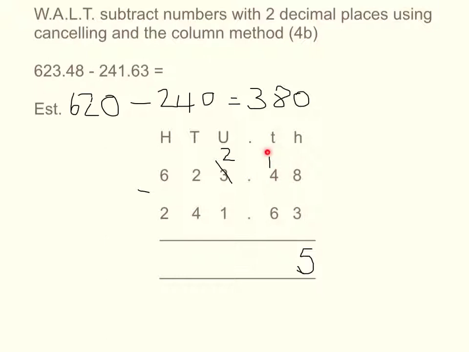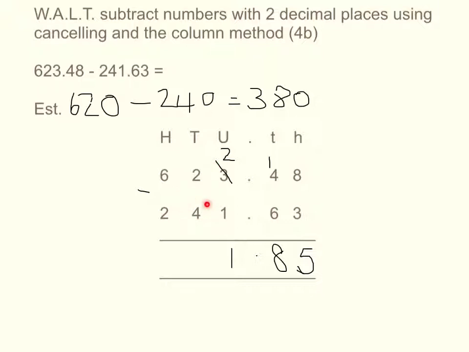14 tenths take away 6 tenths, and that leaves me with 8 tenths. I would put my decimal point in, and I would do 2 units, take away 1 unit, which would leave me with 1 unit. I would do 2 tens, take away 4 tens.